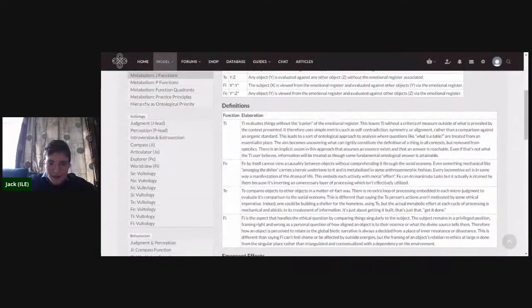Introverted thinking here evaluates things without the a priori of the emotional register. Okay, that's just more of a technical thing. It's not using a priori where we're using a priori. This leaves TI without a criteria of measure outside of what is provided by the context presented. It therefore uses simple metrics such as self-contradiction, symmetry, alignment. These are relationships. These are relationships between different points and whether they contradict or not, rather than comparison against an organic standard. I'm not sure what organic standard is. I might be wrong. That seems to me like looking at the comparison against how things are actually working. Maybe. How things actually work sounds organic to me.